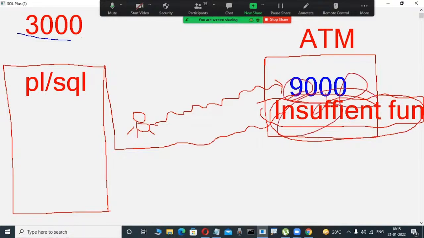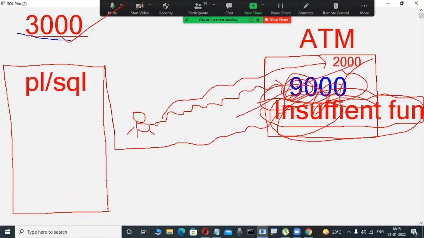Again, another scenario. For example, my balance is 3,000. Suppose I am inserting an ATM card and I try to withdraw 2,000 rupees. Now is it possible? Possible. Why? Because here my balance is 3,000, and 2,000 is less than 3,000. That's why this withdrawal is possible. We are withdrawing 2,000 in this example.